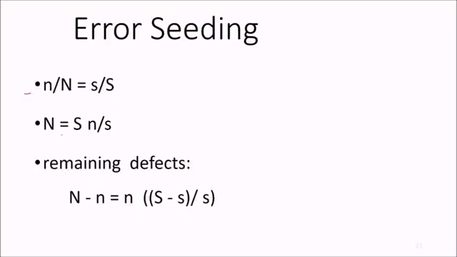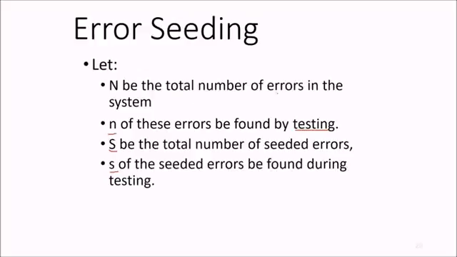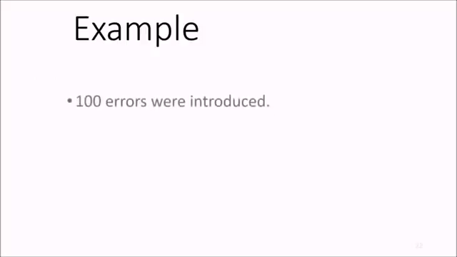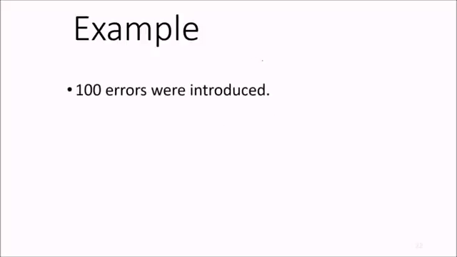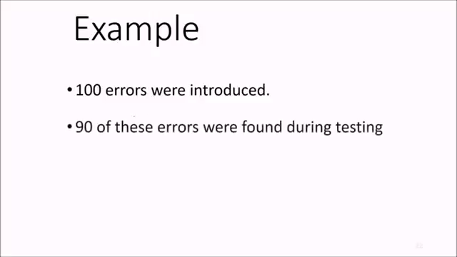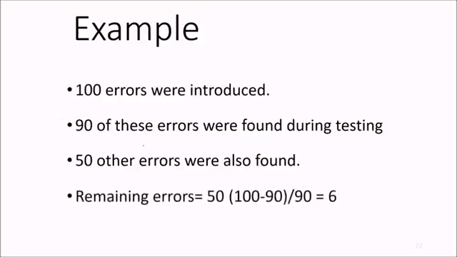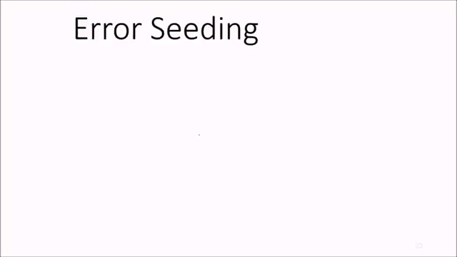So this is error seeding: n by N equals s by S. These are in an equal ratio. So capital N, our total number of errors in the system, will be n into S by s, and the remaining errors would be simply N minus n, that is n into (S minus s) by s. So n is the found errors, S is the seeded errors, s is the found seeded errors. This is how we can compute. For instance, 100 errors were introduced, 90 of these were found during testing, and 50 other errors were also found. So the remaining errors would be 50 into (100 minus 90) by 90, that is about 6 remaining errors. This is a good way of finding it.